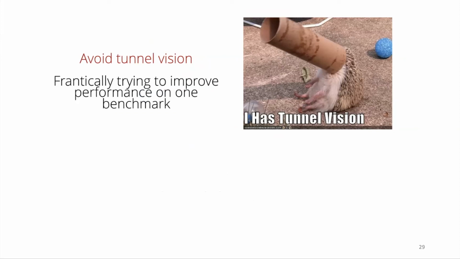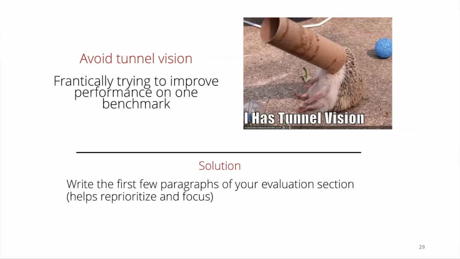You have tunnel vision sometimes. And the way to get out of this rut is to make sure that you always write, let's say, the first few paragraphs of your evaluation section, right? And when you do that, you'll be writing something like, in this paper, our thesis is that X is a good way to do Y, right? And when you actually write it out and spell out what your evaluation goals are, it helps you sort of reprioritize and focus. And I've often found that when I do that exercise, I'm like, okay, wow, I just spent 2 or 3 weeks optimizing something I really shouldn't have wasted time on, right?